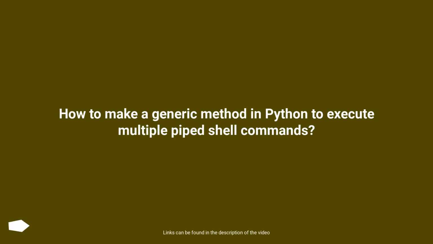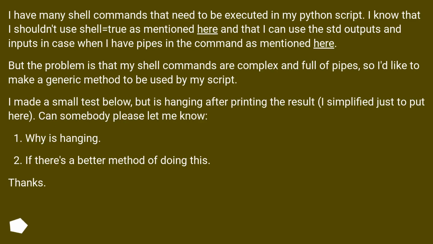How to make a generic method in Python to execute multiple piped shell commands. I have many shell commands that need to be executed in my Python script. I know that I shouldn't use shell=True as mentioned here, and that I can use the stdouts and stdins in case I have pipes in the command, as mentioned here. But the problem is that my shell commands are complex and full of pipes, so I'd like to make a generic method to be used by my script.